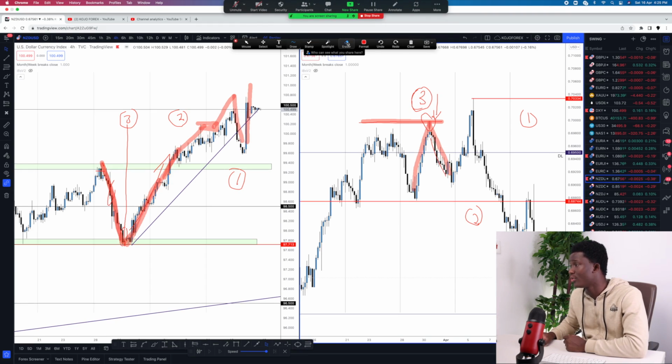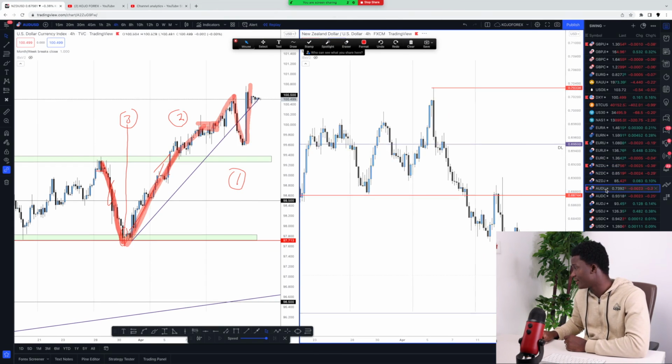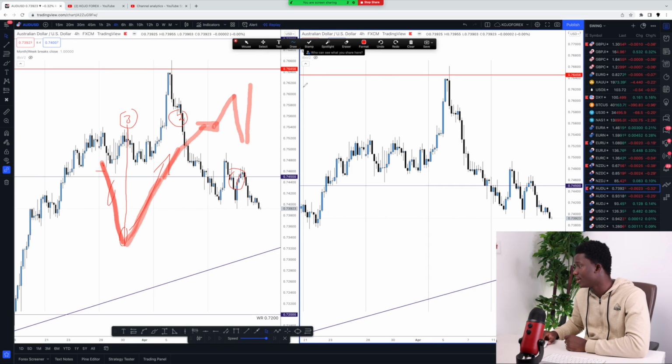Let's look at the example for Aussie dollar USD in the same vein, and then we'll bring this lesson to an end. So basically using the same principle that I've been using from the beginning, we have week 1, week 2 here, and then week 3 here, right? Now the interesting thing you're going to see here is this sort of resistance area, rejection in that particular week.